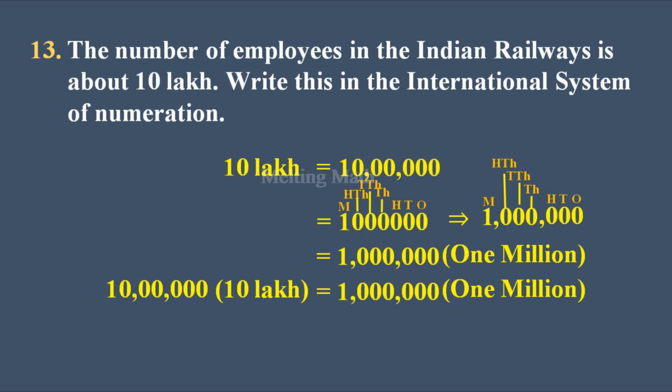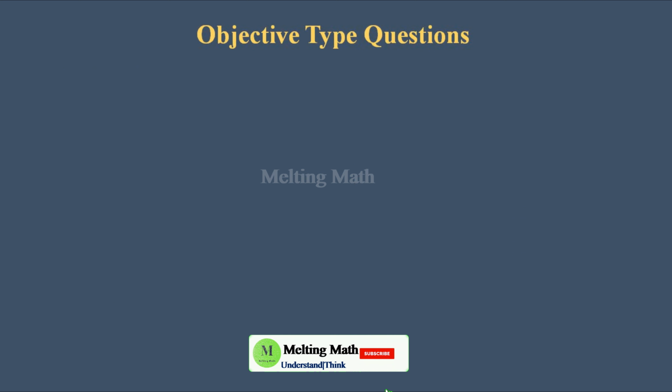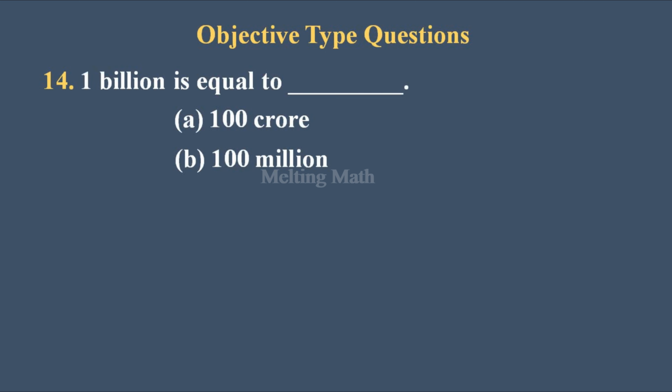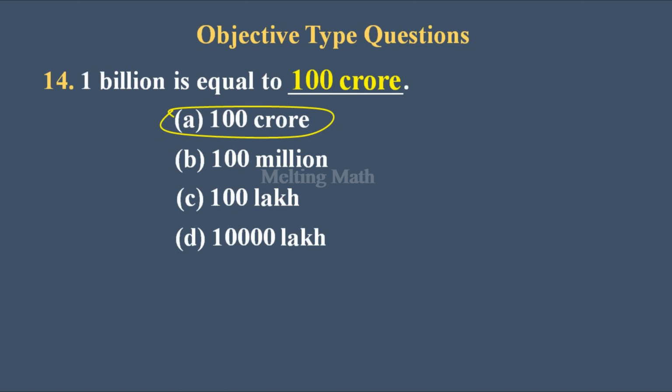Okay, next, objective type questions. Let's see the first one. 1 billion is equal to dash. Options are: option A 100 crore, option B 100 million, option C 100 lakh, option D 10,000 lakh. So what is the answer? 1 billion is equal to 100 crore. Option A is the correct answer.